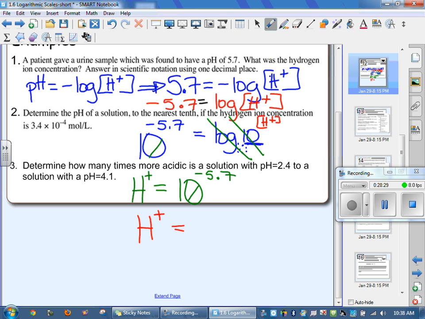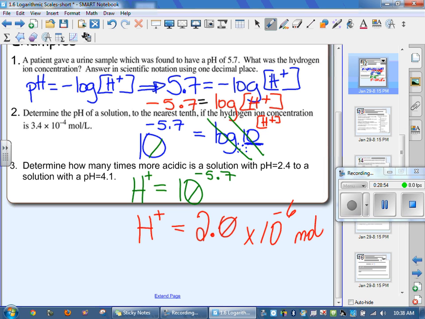So you get 2.0 blah, blah, blah times 10 exponent negative what? 6. Good. So your answer is 2.0, you're rounding to 1 decimal place, times 10 to the negative 6, and again it's moles per liter. Okay, so there's your hydrogen ions. That's how you solve that.